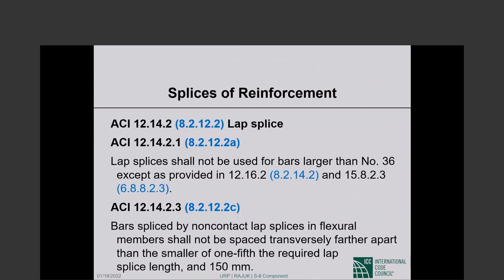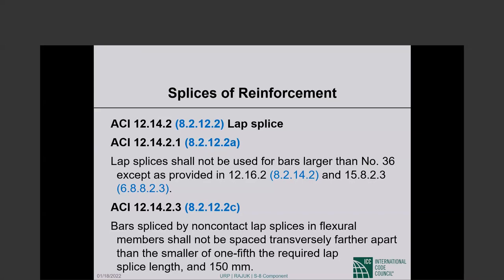Lap splices shall not be used for bars larger than number 36, except as provided in section such and such. Okay, there are exceptions, but normally you cannot lap what we call number 14 and number 18. I think those are 43 millimeter and 56 millimeter bars. So lap splices shall not be used for bars larger than number 36. Number 36, except as provided for. Those exceptions may come up.